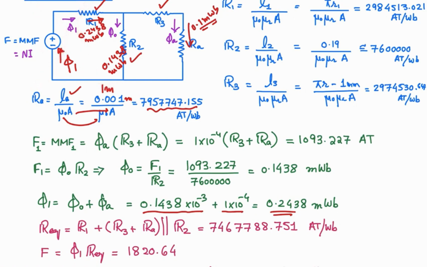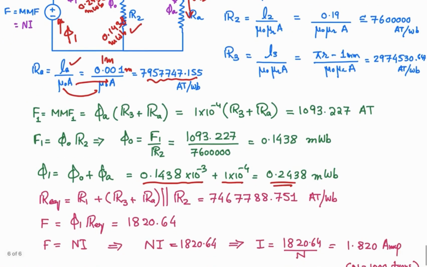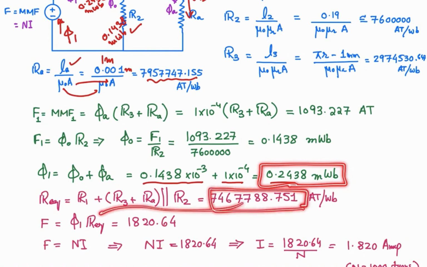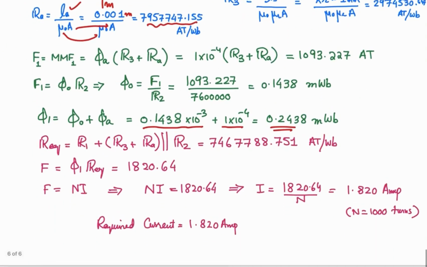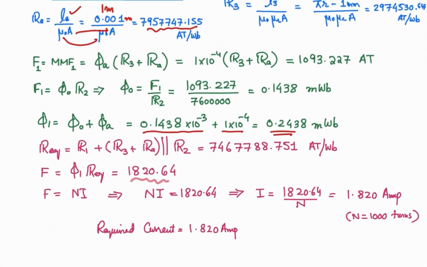this current that is required over here. So for that, what you will have to do, this F must be equal to phi 1 into R equivalent, and phi 1 we calculated over here, the total flux that is required 0.2438 milliweber, total reluctance is that one. So this F is 1820.64. This is the MMF required over here. This must be over here. Then required flux will flow over here, that is 0.2438 milliweber, and then 0.1 milliweber will flow in this to establish the required flux density. So you have calculated the MMF that is required.